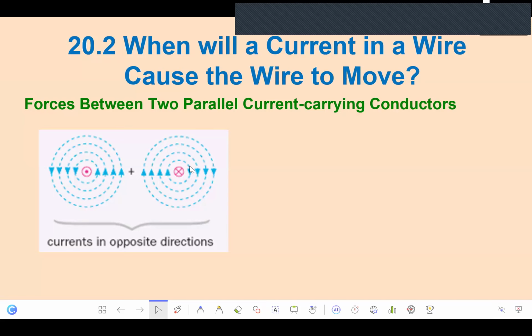So they are flowing in opposite directions. Okay, and they don't like to be with the opposite gender. So these two wires, when they are placed close to one another, they will actually repel. Okay, why do they repel?